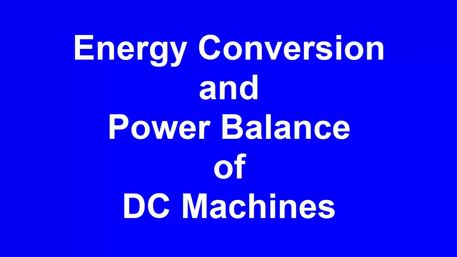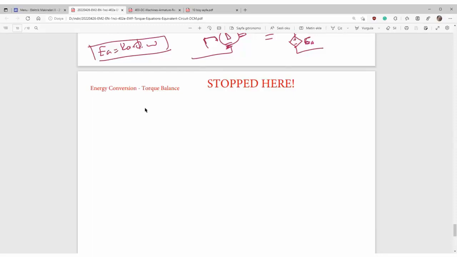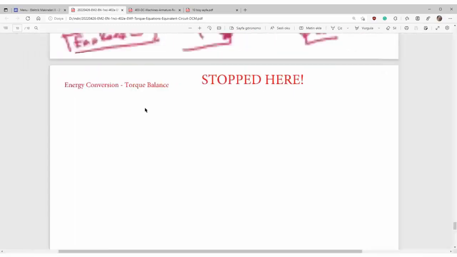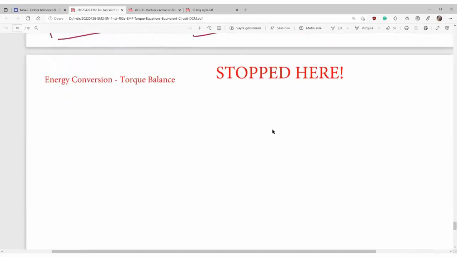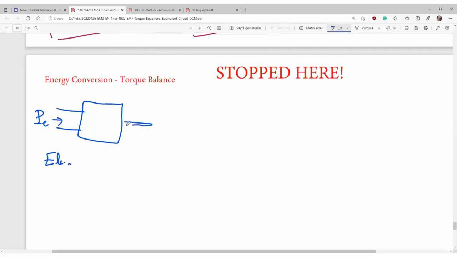And we have stopped here. Energy conversion or torque balance. Now, do not forget, ladies and gentlemen, there are three different worlds inside the machine. One is, the machine is a box here. To the box, you apply electric power, electric world, electric medium, and then here is the mechanical output.